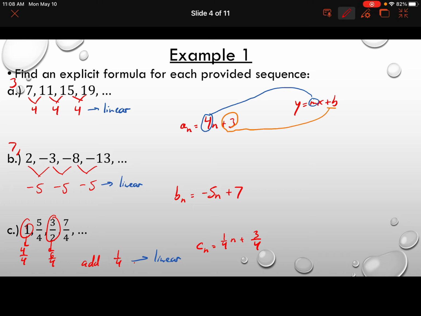And then the same thing happens with C as well. What would be the term before 1? Well, 1 was 4 over 4. So if we went backwards, it would be 7/4, 6/4, 5/4, 4/4, 3/4. And that's how we get our b value in our linear equation. All right. So hopefully you're starting to notice some patterns here in terms of where these numbers are actually coming from.